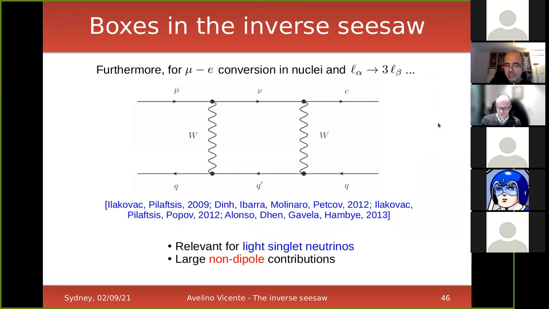But more recently, in several papers, people realized that the same thing happens in other types of diagrams. For example, this would be a box diagram contributing to mu to e conversion in nuclei. But also if you replace quarks by leptons, it would be also valid for mu to 3 electrons, for example. You have here electrons in this line and neutrinos here. So these boxes can also be very large.